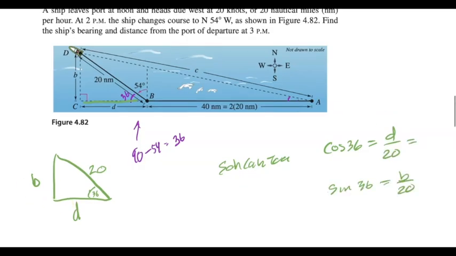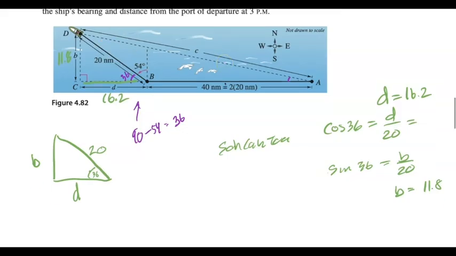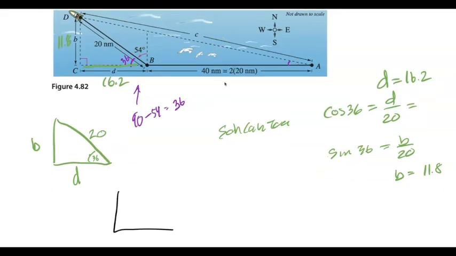I get d equals 16.2, if I round it. And then b equals 11.8 if I round it. Now, if I want to figure out what the hypotenuse is, I can just use a giant right triangle. We have a giant right triangle here, where this side is 11.8. This whole bottom is 56.2. I'm adding the 16.2 with the 40 to get 56.2.